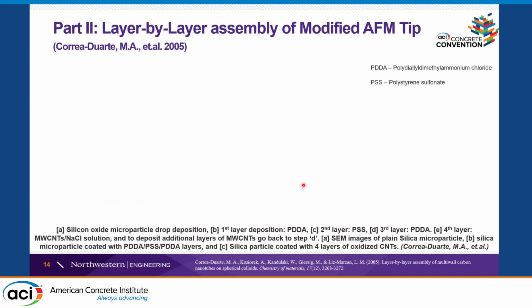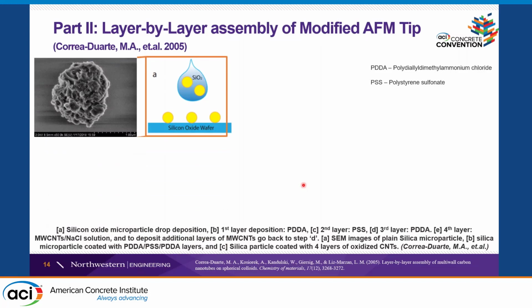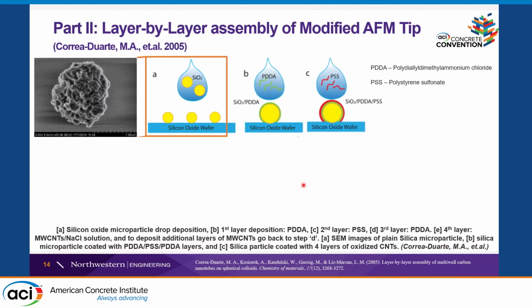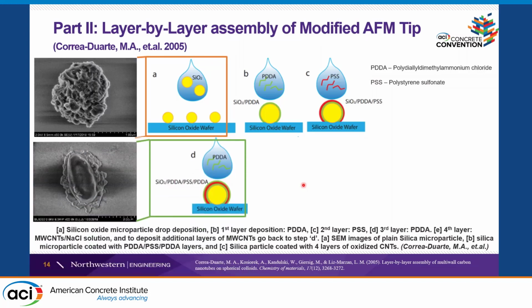How do you prepare the CNT particles? We follow a layer-by-layer procedure in which we have silicon microparticles. Then we attach to it the polymer PDDA, which is a surface coating of the system. Then polystyrene sulfonate, a third coat layer, and then another PDDA layer.